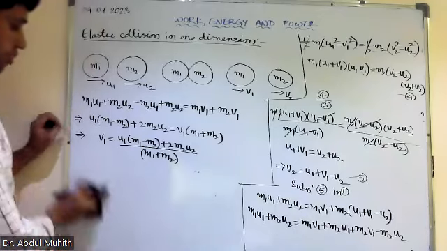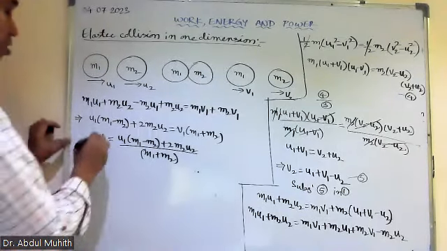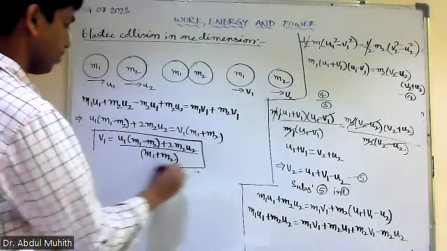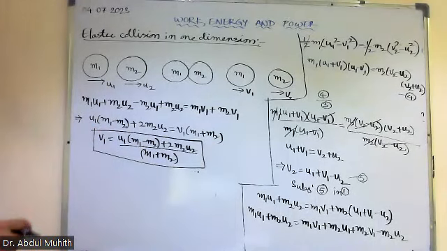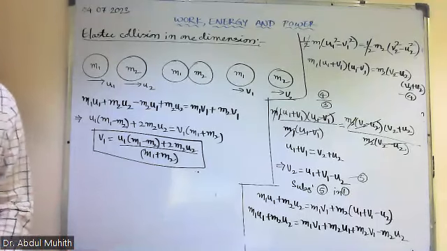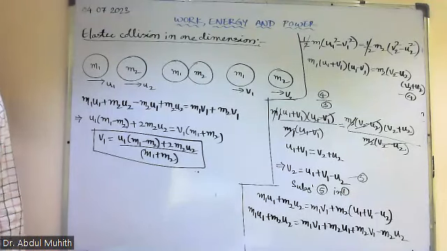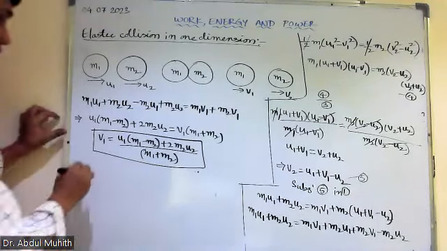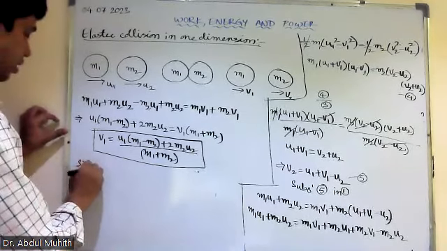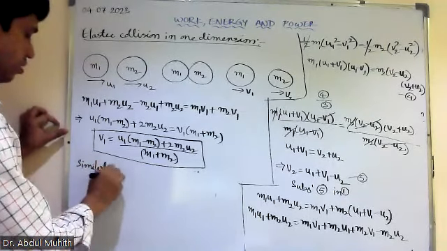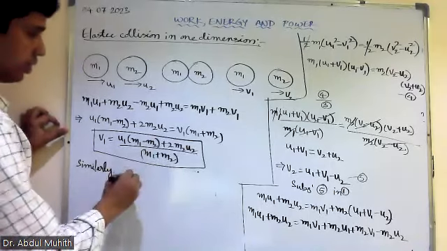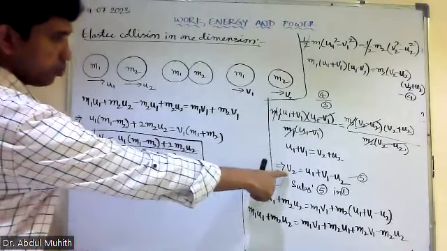Is it clear? So this is the final equation. This is the way to find the v1 value. Similarly, we can find the value for v2 also. How will we do that?